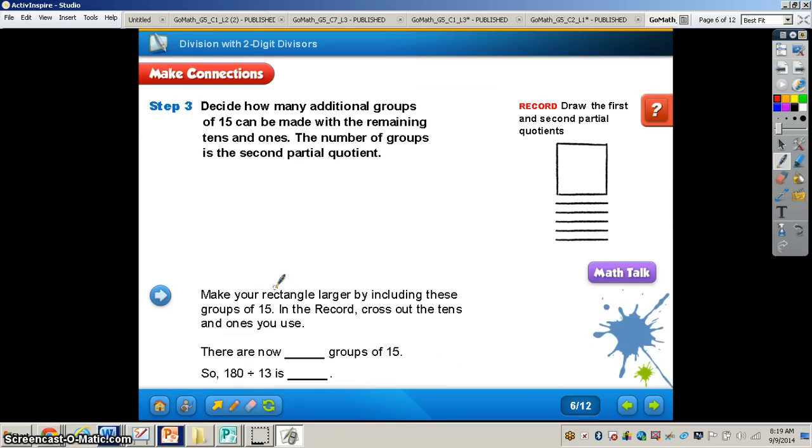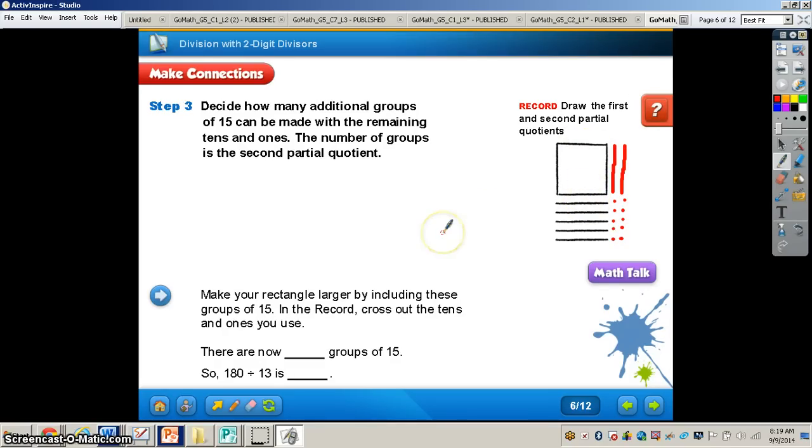Now for step 3, decide how many additional groups of 15 can be made with the renaming tens and ones. The number of groups is the second partial quotient. So what we can see here is we have our tens and then our ones, 1, 2, 3, 4, 5. 1, 2, 3, 4, 5. So how many additional groups are there total? There are 2 more additional groups of 15. You can see right here, already added to my 10 groups there.